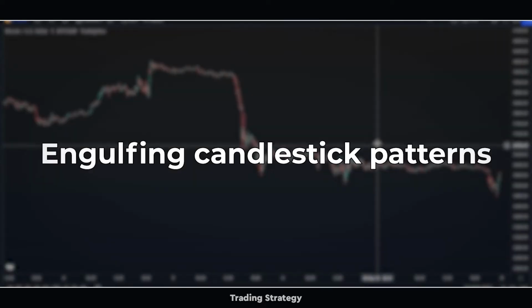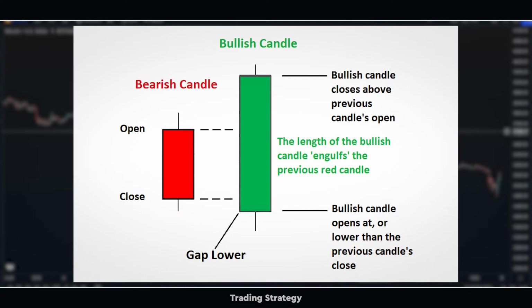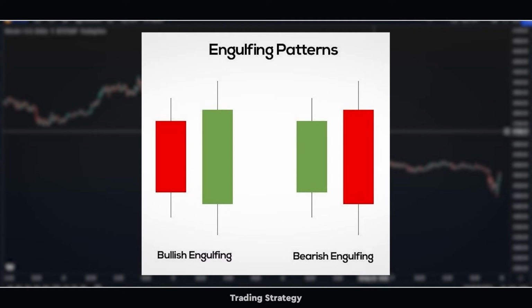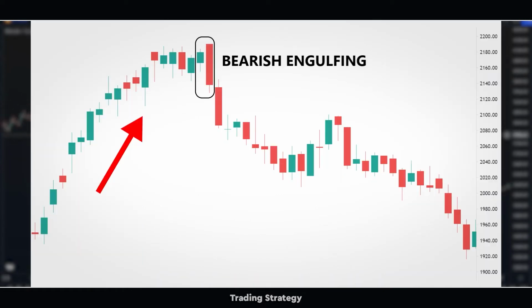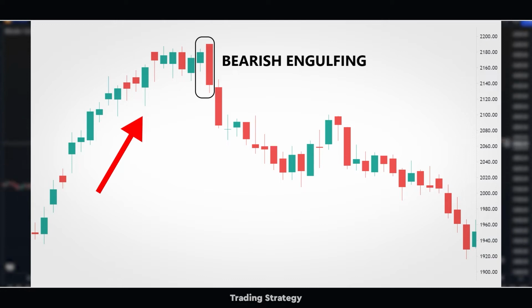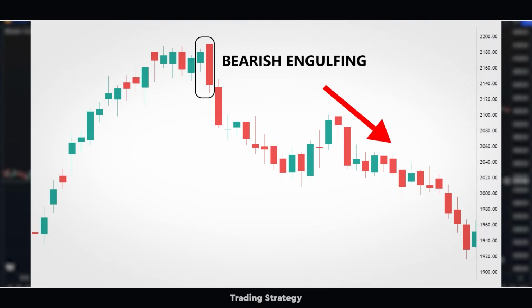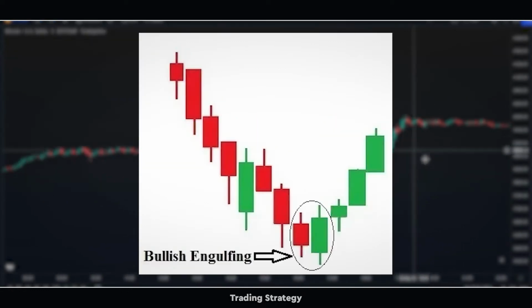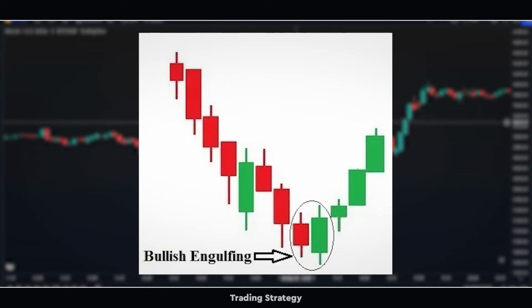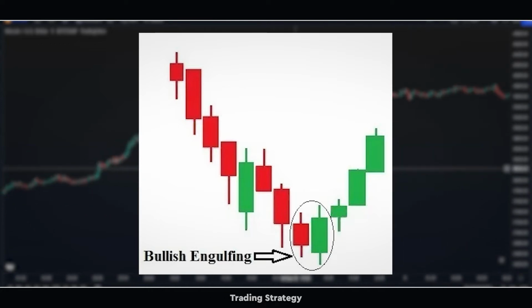I'm going to explain it to you in a very simple way. It is simply a candle engulfing another candle following a trend, and this indicates a change in trend. For example, let's imagine we have an uptrend, and suddenly a red engulfing candlestick pattern appears that indicates that the trend may turn around, since sellers are gaining strength. Now, let's imagine we have a downtrend, and suddenly a green engulfing candlestick pattern appears that indicates that the trend may turn around, since the buyers are gaining strength.